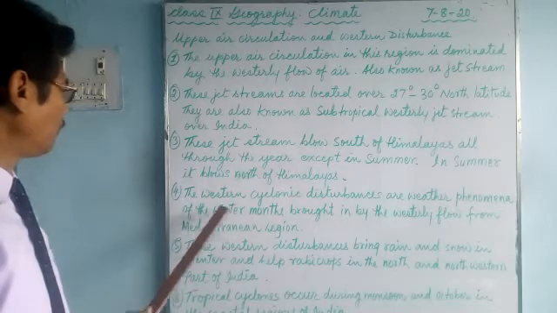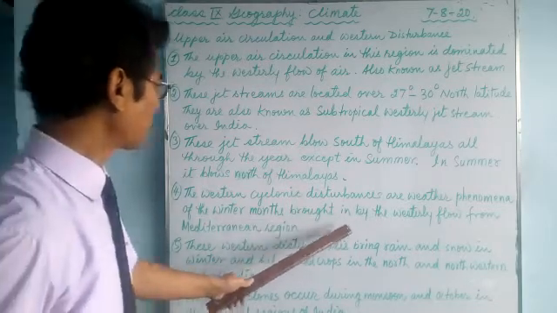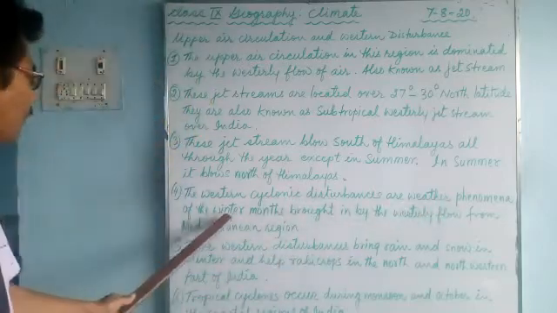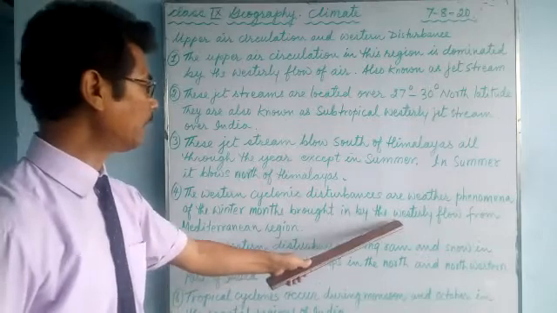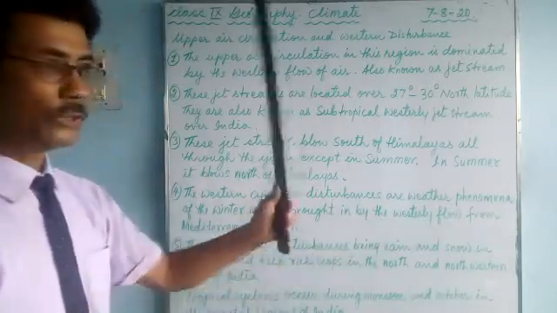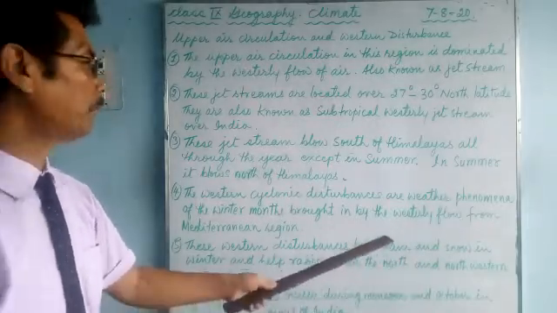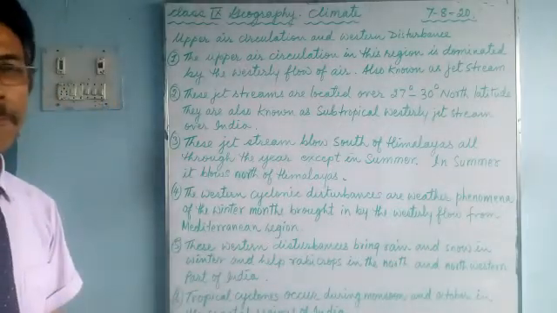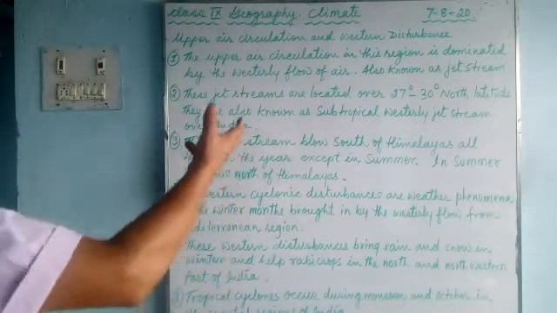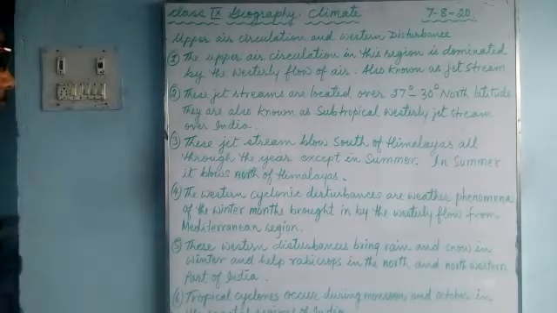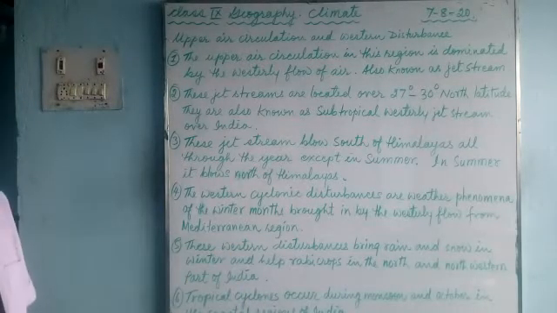The western cyclonic disturbances are weather phenomena of the winter months, brought in by the western flow of this jet stream from the Mediterranean region. From the Mediterranean region, it brings moisture, and here in northern India we have rain, and in the Himalayan region we have snowfall. This rain will be very beneficial for rabi crops.